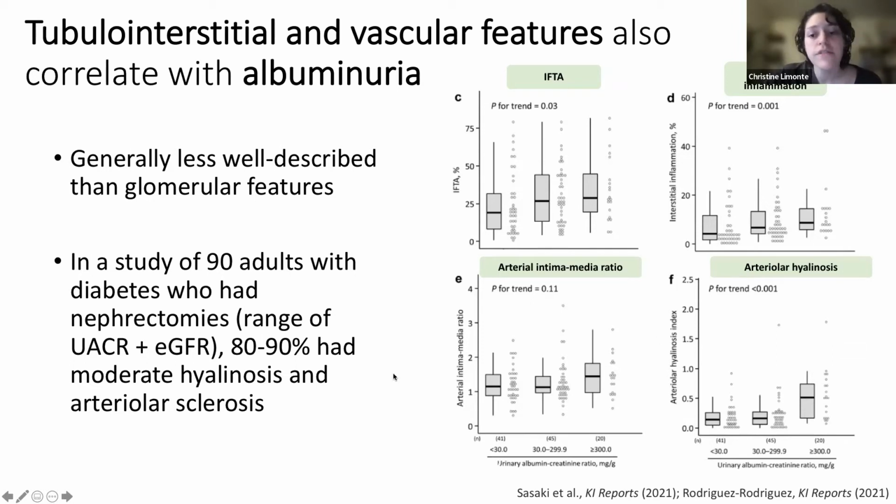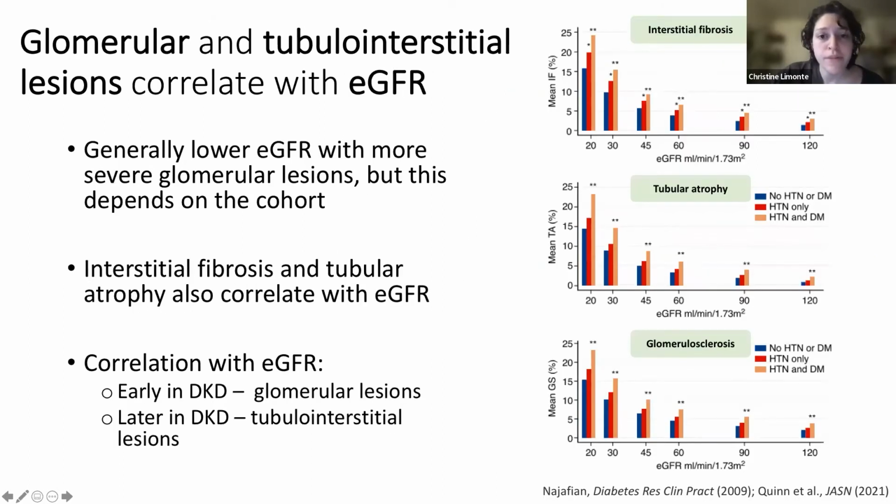The presence of vascular abnormalities I found to be pretty interesting because these seem to be present in a majority of people with diabetes across a wide range of albuminuria and eGFR. Came across one nephrectomy study that reported that as many as 90% of people had moderate hyalinosis and arteriolar sclerosis. Generally, you also see lower eGFR with more severe glomerular lesions, but this may depend on the biopsy cohort. And also, interstitial fibrosis and tubular atrophy correlate with eGFR as well.